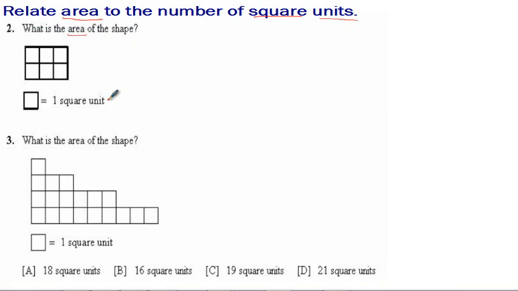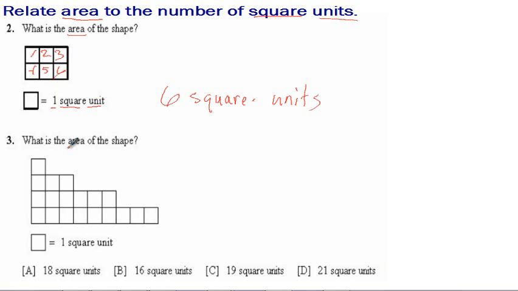Now, they give us a reference point, a reference unit. This square equals 1 square unit. And I explained yesterday why we call it a square unit. So now here we have 1 square unit. For this type of problem, it's real simple. Just count. How many squares? 1, 2, 3, 4, 5, 6. And our answer is what? 6 square units.